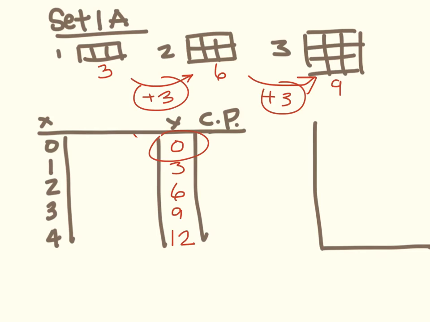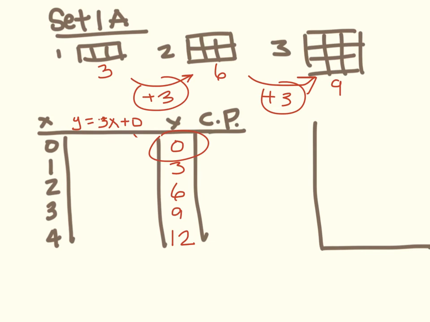So the formula is y equals 3x plus 0, plus nothing. I don't add anything to it. Now you can write y equals 3x. That's fine. But you need to know that even though you don't write plus 0, it still is true. You're adding nothing to it.